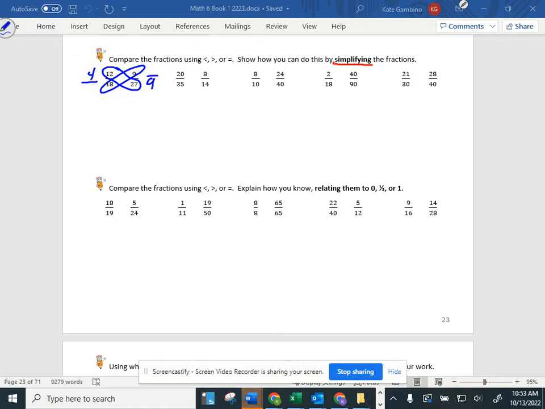What can I divide out of 18 and 9, Jillian? 9. So 9 divided by 9 is 1. 18 divided by 9 is 2. What did I do wrong?